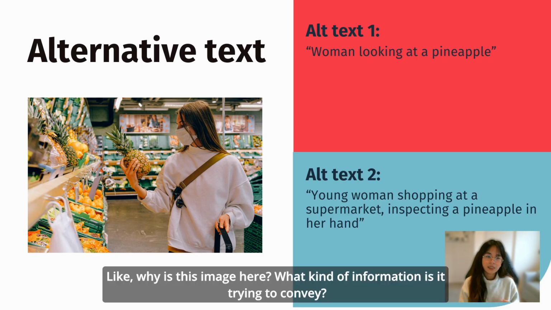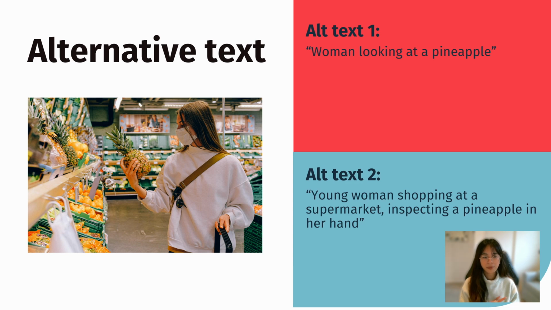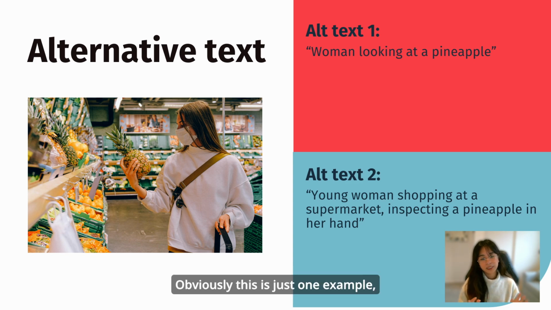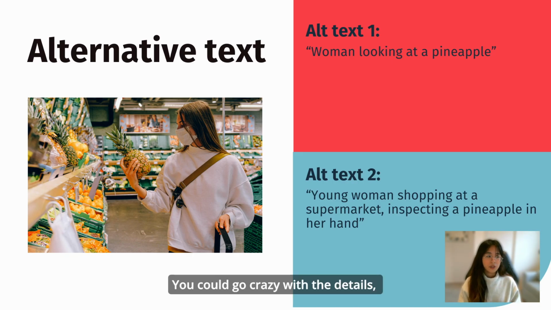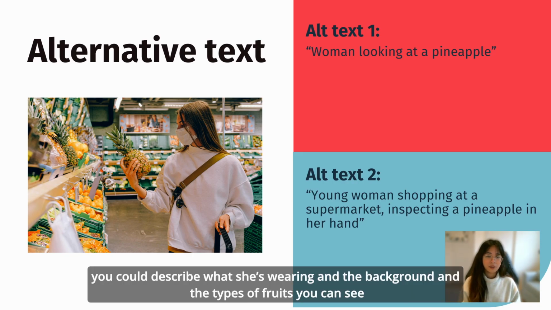Like why is this image here? What kind of information is it trying to convey? And obviously this is just one example. There's multiple other texts that you could use instead. You could go crazy with the details. You could describe what she's wearing and the background and the types of fruits that you can see.